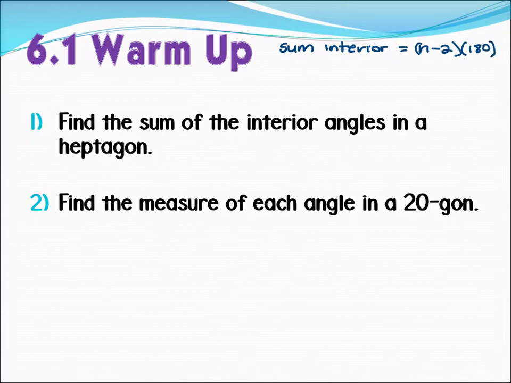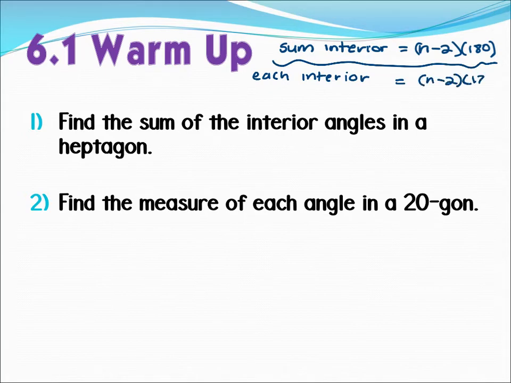And then we did each interior. Good. What had to be true about the polygon in order to do this? Do you remember? Each, but also it has to be regular. All the sides and all the angles have to be the same, right? Otherwise, there's no way for you to figure out an individual one.